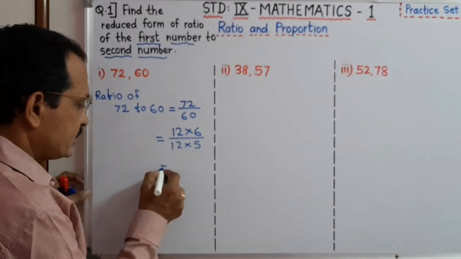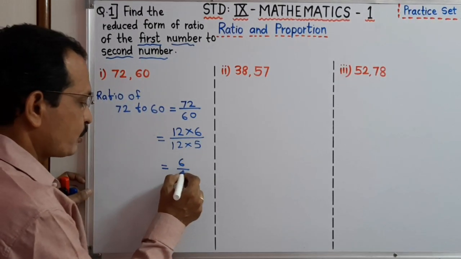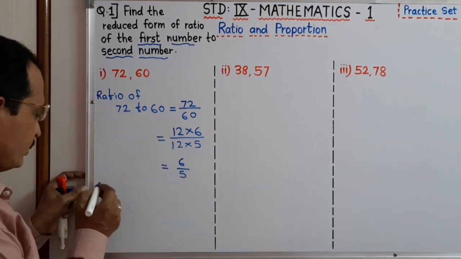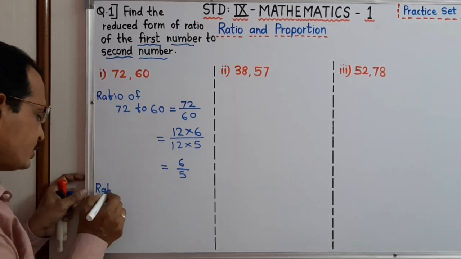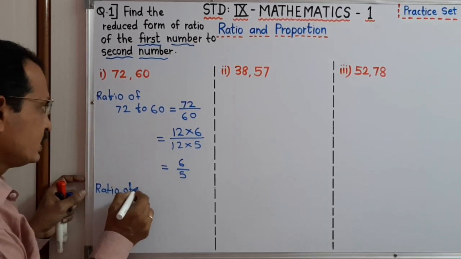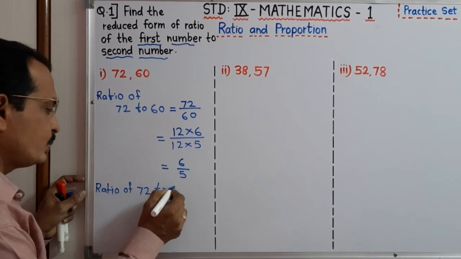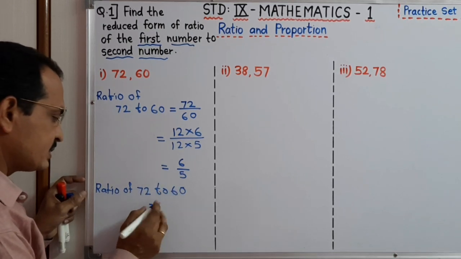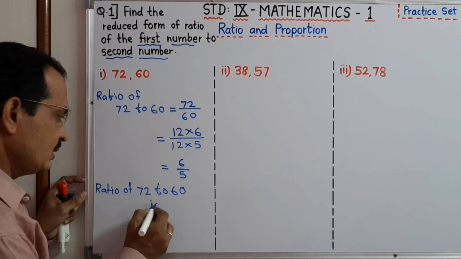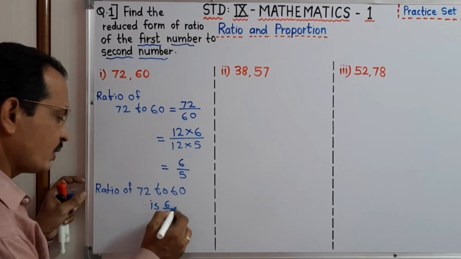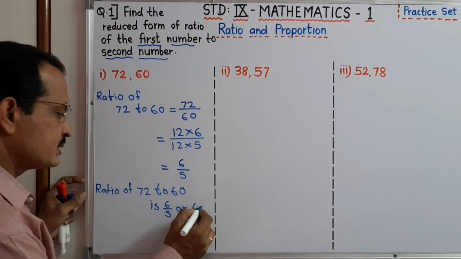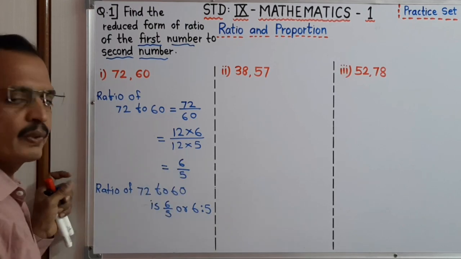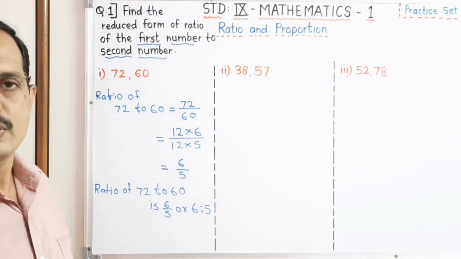This 12 will get cancelled. Here we get 6 upon 5. Therefore, we have to write here: ratio of 72 to 60 is 6 upon 5 or 6 is to 5. Like this we have to write the answer.